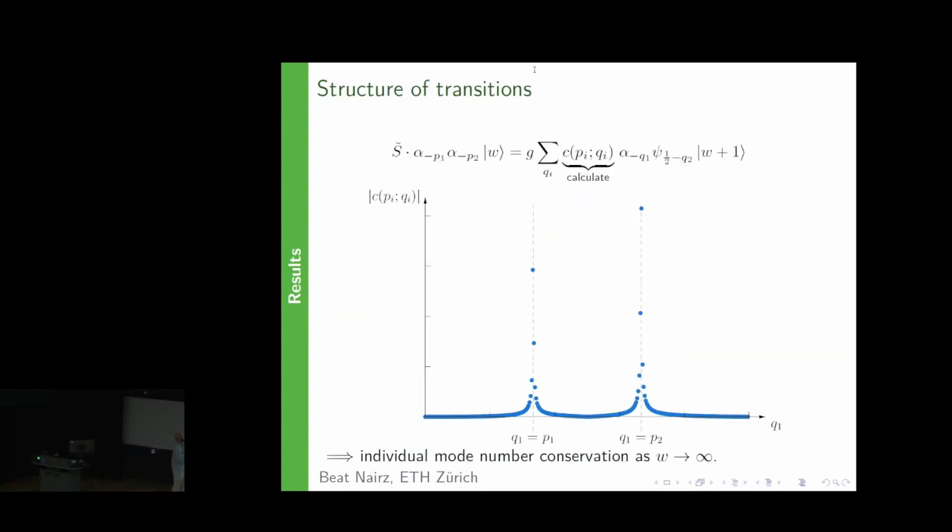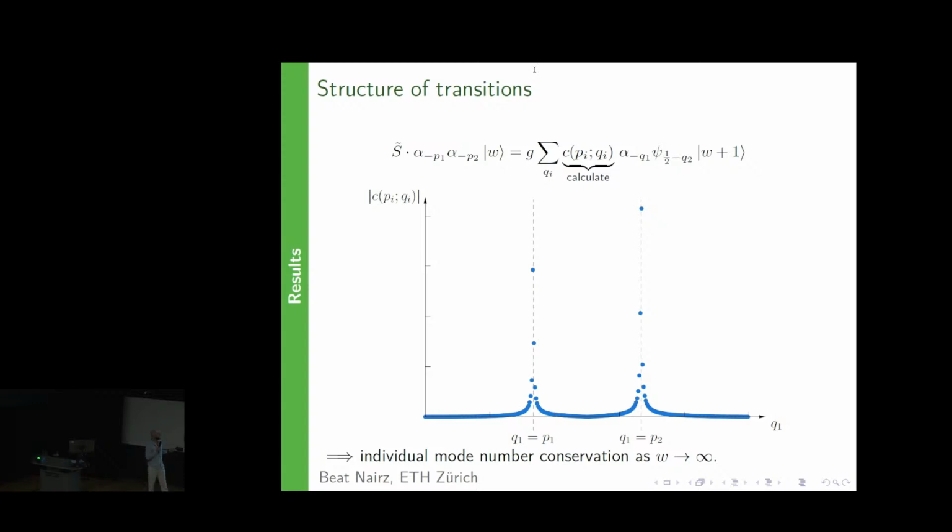So this is the transition element as a function of Q1, which is the mode number of the boson. And what you see immediately is that they're all very small. And then they have extremely sharp peaks when Q1 gets close to one of the mode numbers of the bosons in the initial state. And so these points are spaced in 1/W. This is W 300 or something. As you increase W, these peaks become narrower and narrower.